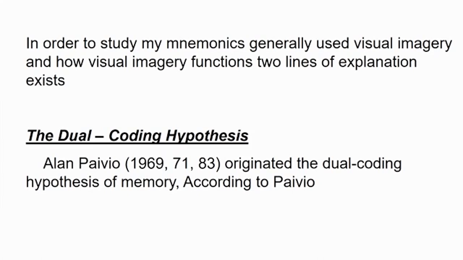What is the way in which these mnemonics actually work, and how do they lead to better recall? One approach to how mnemonics work is provided by Allan Paivio in his 1983 book, Mental Representations: A Dual Coding Approach. His book talks about what mental representations are.